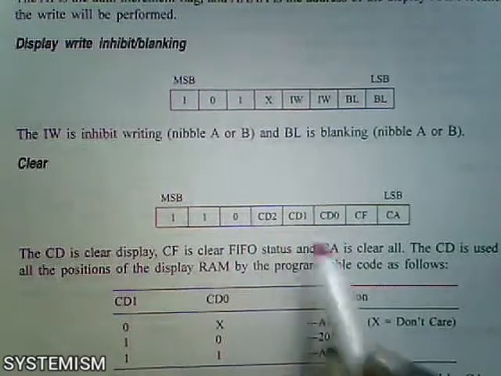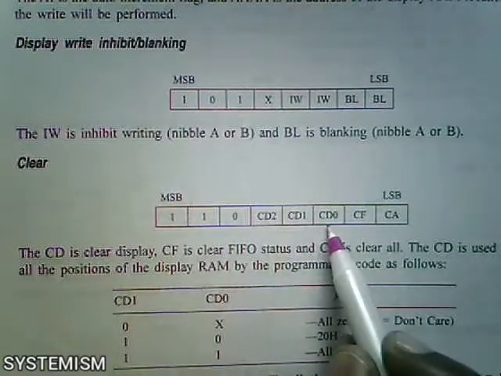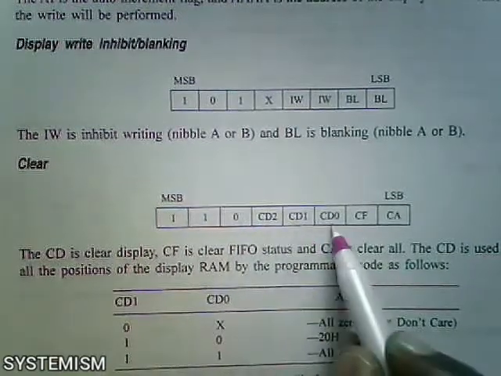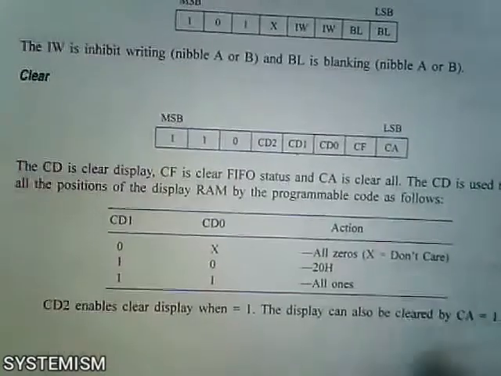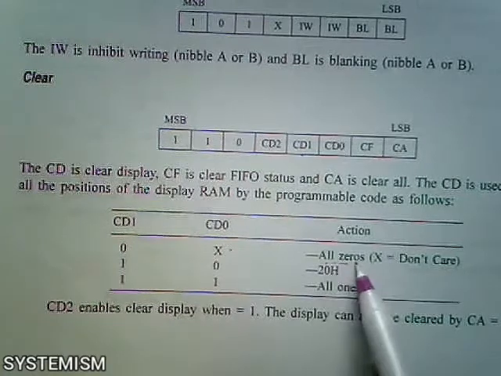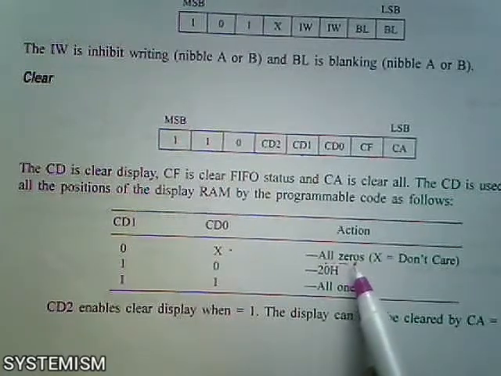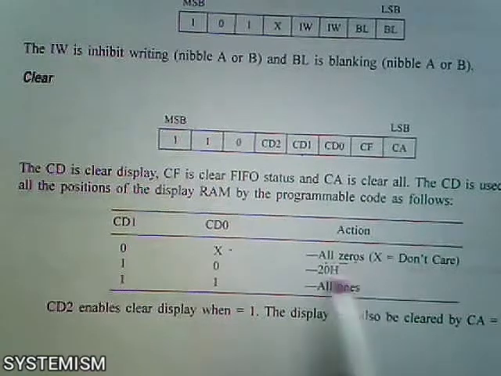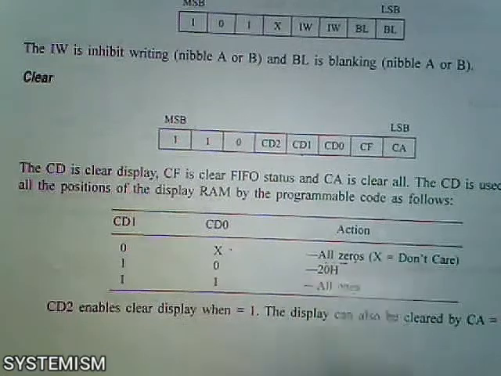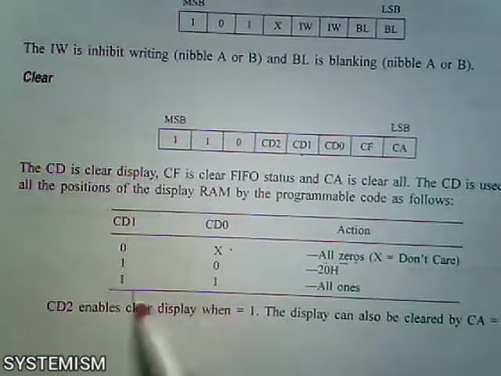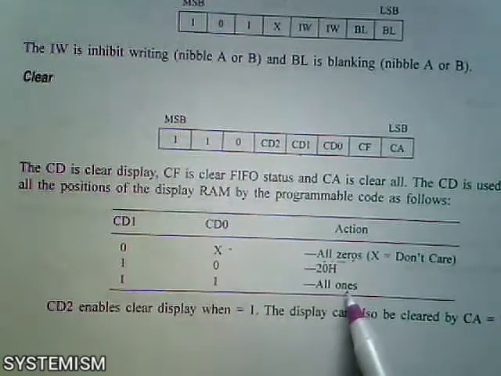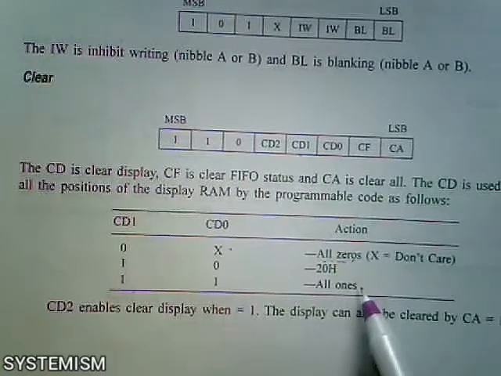You can also clear your display by means of this CD1 and CD0. So how? If CD1 CD0 is 0 0 or 0 1, you can make all zeros. All zeros is for common cathode, so you will make your display totally cleared. If you put all zeros, your display will be totally cleared. If you put 1 1, then the action is that you have to put all ones. This is also for clearing the display in your common anode mode.